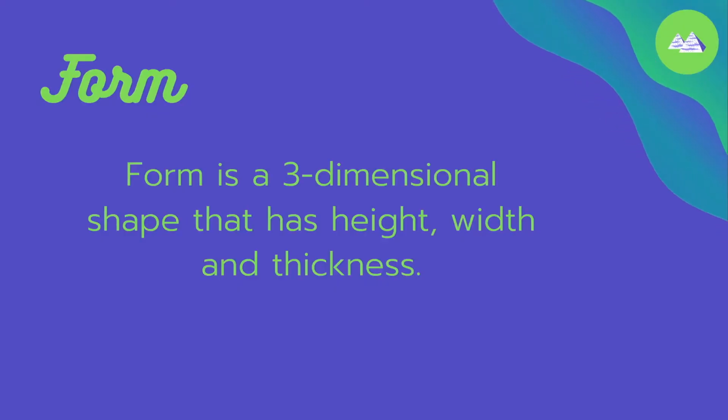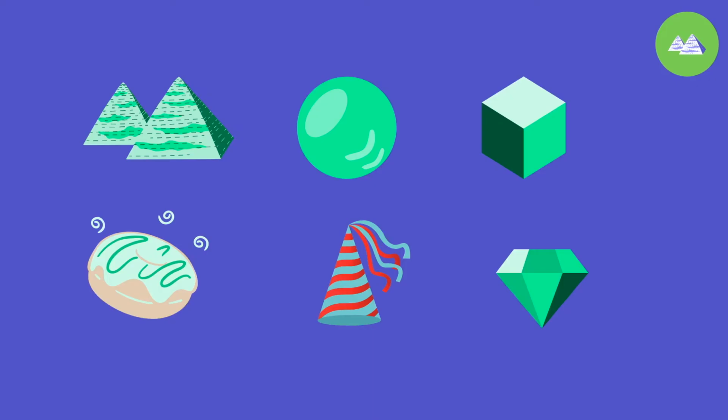The definition of form is a 3D or three-dimensional shape that has height, width, and thickness. When we use this in our art, it gives our artwork depth and perspective. We also learn about forms in our mathematics classes, and our examples are spheres, cubes, cylinders, cones, pyramids, and others.